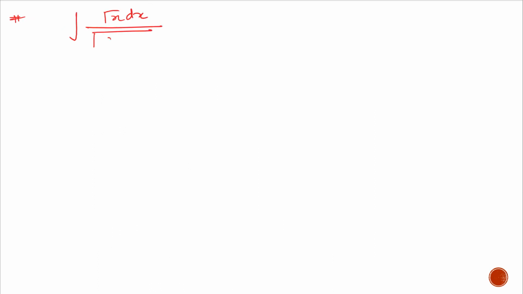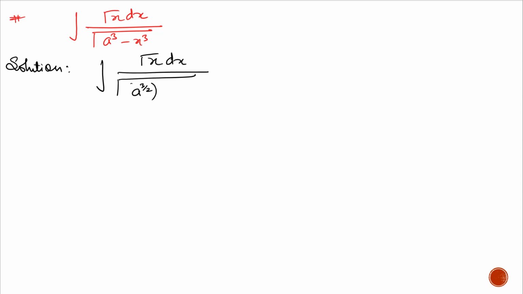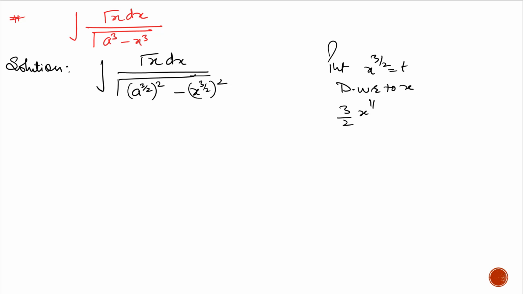Next, integrate root x dx divided by the root of a cube minus x cube with respect to x. We can rewrite this way, root x dx divided by the root of a raised to power 3 by 2 whole square minus x raised to power 3 by 2 whole square. Now you put x raised to power 3 by 2 equals t, and when we differentiate with respect to x both sides we get 3 by 2 root x equals dt by dx.